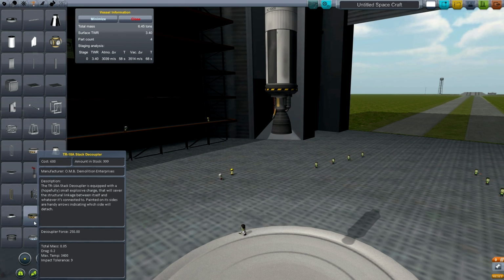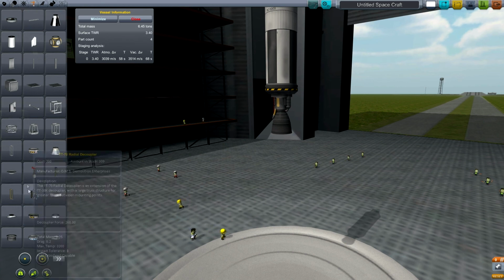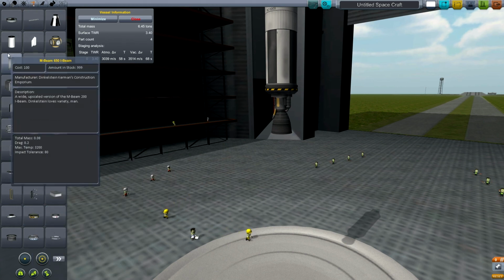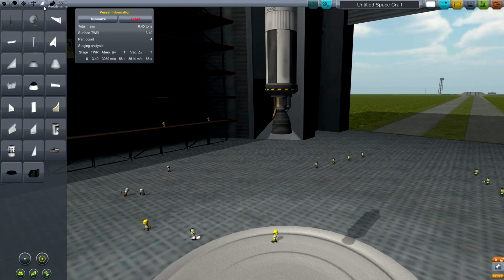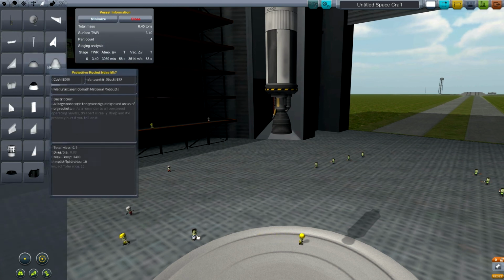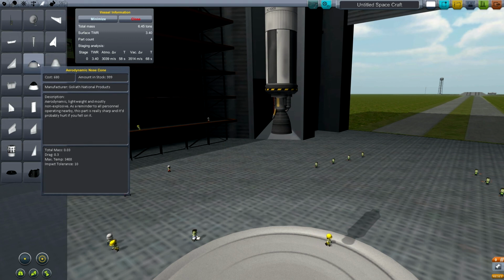On the other hand, there's also weight considerations, or mass considerations if you want to be specific about it, impact tolerance, and maximum temperature, which doesn't really come into it yet, but I'm sure it will in later versions. And finally, there's drag. The drag for almost every object in the game is 0.2, except, interestingly enough, the aerodynamic nose cones, which have a drag of 0.3. This means that with the game's current drag model, putting these on your rocket actually lowers fuel efficiency. Yeah, I worked that one out.